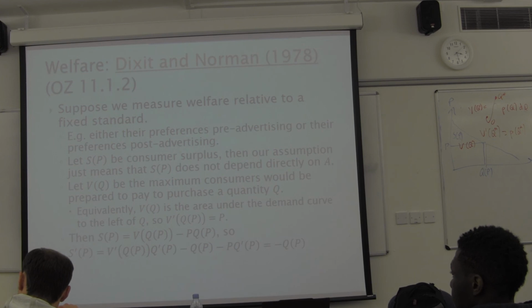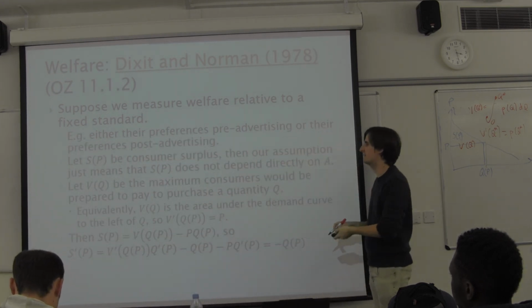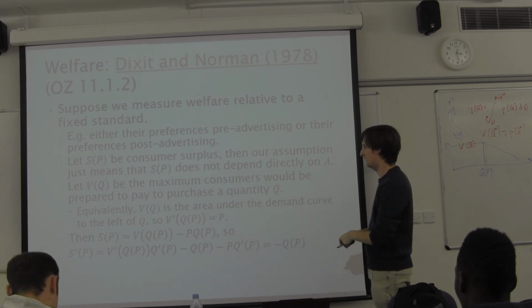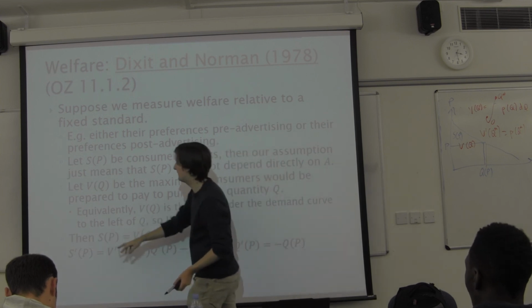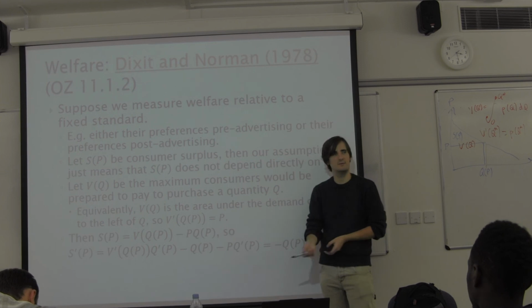Okay, if you increase the price by delta, how much do you lose of consumer surplus? You lose this box here. Okay, how big is this box? Well, it's Q. So that's a graphical way of seeing the same thing. Maybe I should have gone straight into that. So all we've shown is that S dash P is minus Q. So if you increase the price, consumer surplus goes down by some amount given by the quantity.